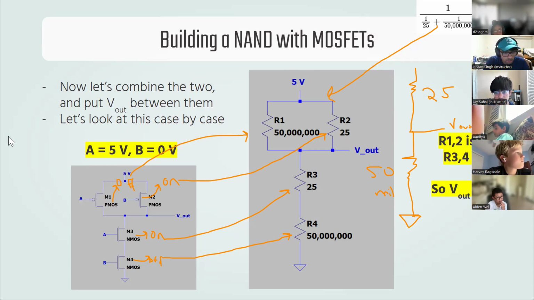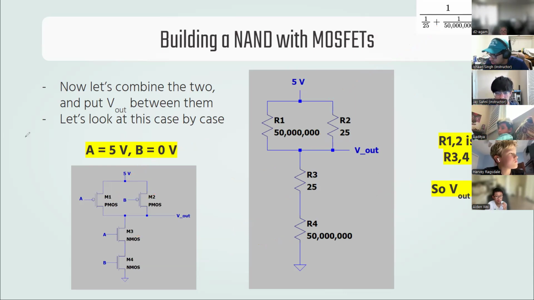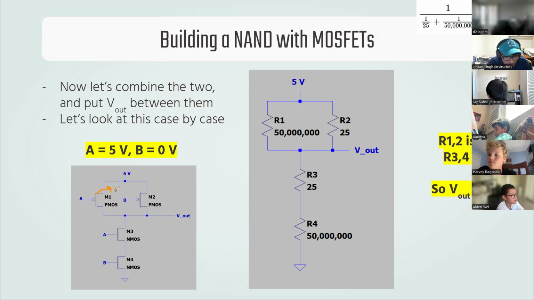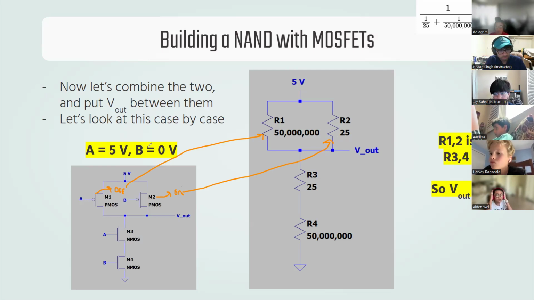Re-explain the PMOS part. Remember, a PMOS transistor turns on when we apply a low gate voltage, and it turns off when we apply a high gate voltage. It's the opposite of an NMOS transistor. Since we have a high gate voltage on this one, it's going to be off. Since we have a low gate voltage here, this one's going to be on. Now that we know on or off, we can just replace it with the corresponding resistor.